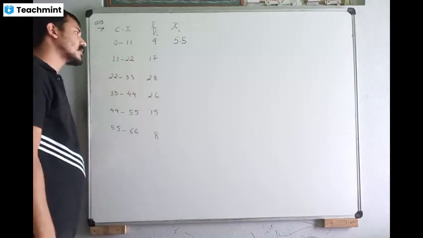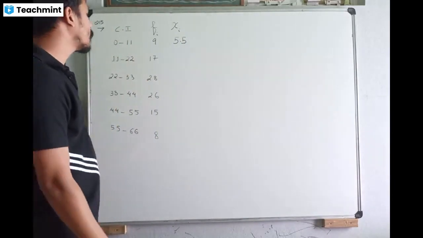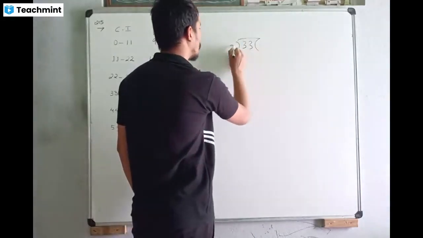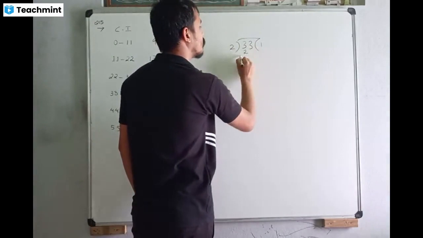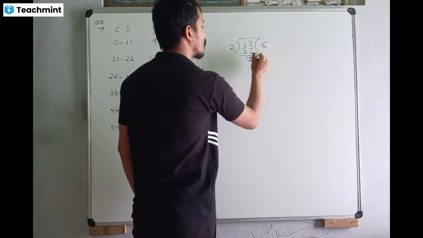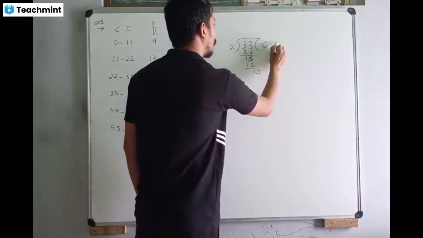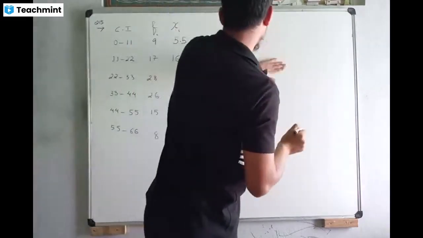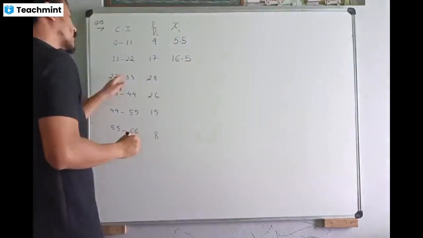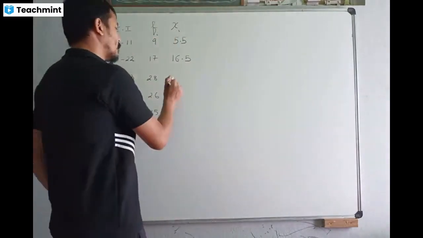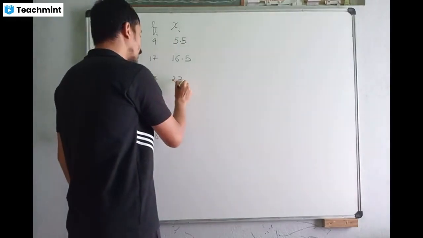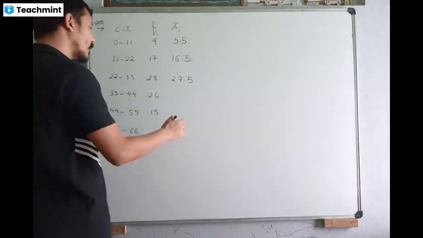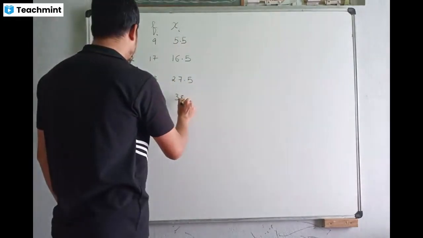11 plus 22 is 33. 33 divided by 2: 2 ones are 2, 2 sixes are 12, 2 fives are 10. So 16.5. Next, add these and divide by 2. This will come to 27.5. Add these and divide by 2. This will give you 38.5.